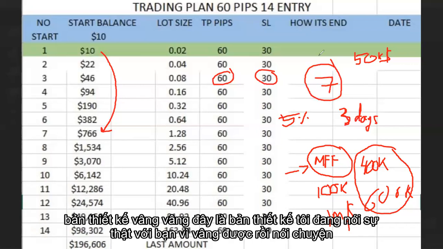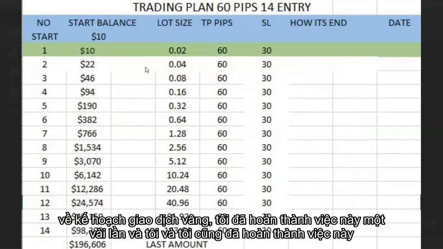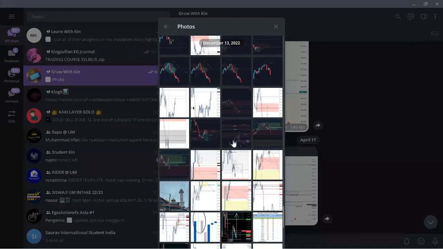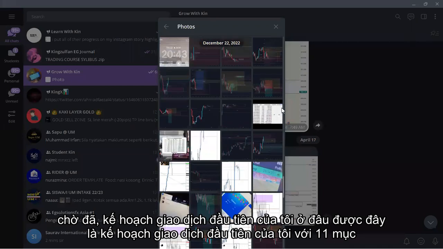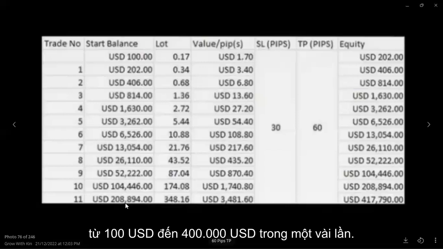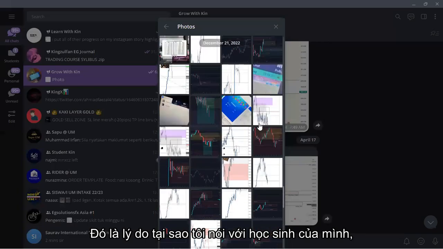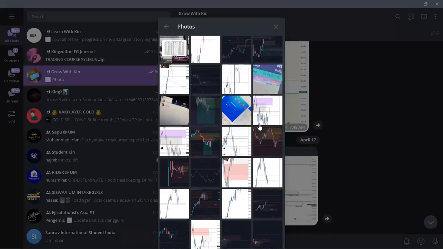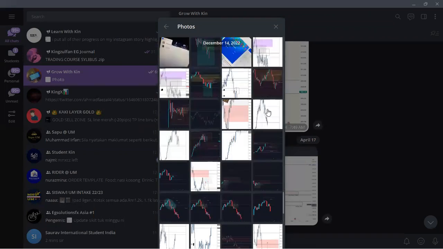Talking about the trading plan, I have finished this a few times, and I also finished this. Wait, where is my first trading plan? Okay, this is my first trading plan, which is 11 entries from $100 to $400,000. And I did it a few times. So that's why I told my students, okay, this is what you need to do.